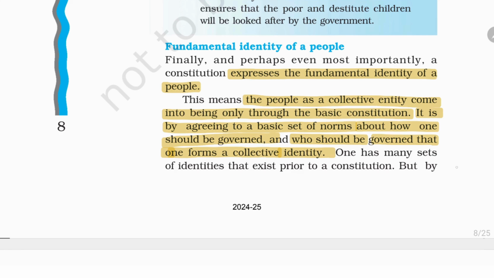Please kindly highlight this para. This para is important as far as mains goes. Some question can come about the constitution, so this can be your introductory para.